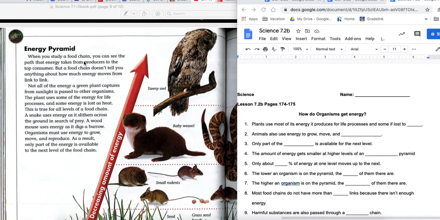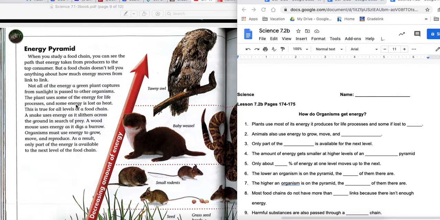When you study a food chain, you can see the path that energy takes from producer to top consumer. But a food chain doesn't tell you anything about how much energy actually moves up from link to link. Not all the energy a green plant captures from sunlight is passed to other organisms. The plant uses some of the energy for life processes, and some of the energy is lost as heat.